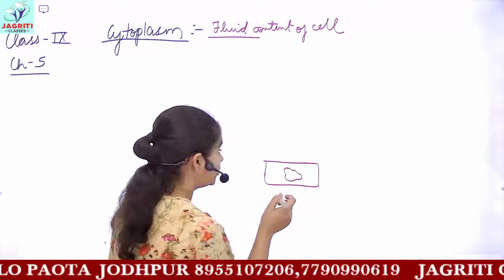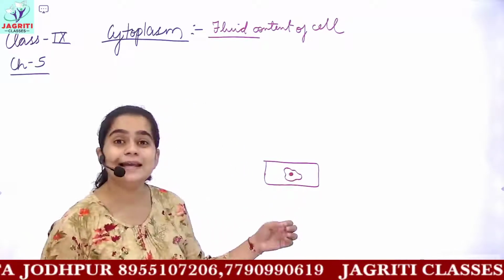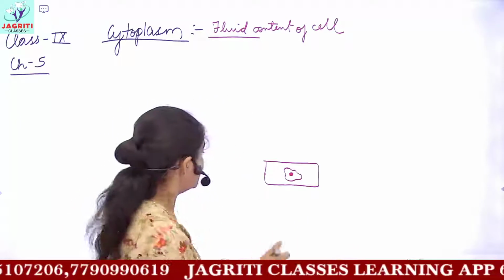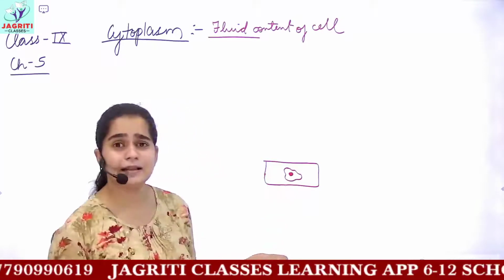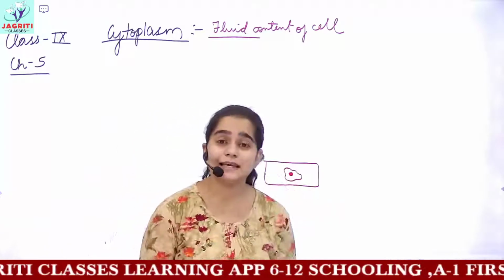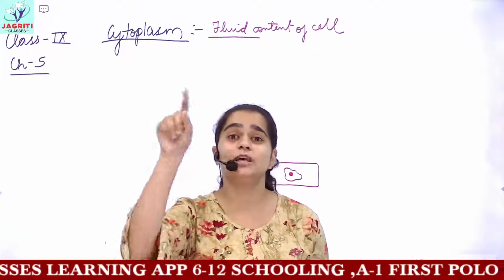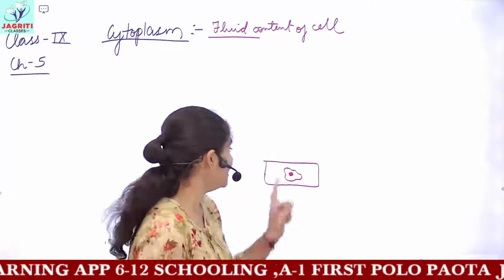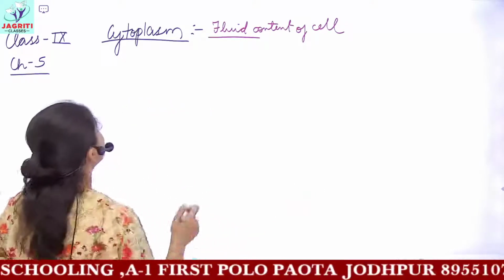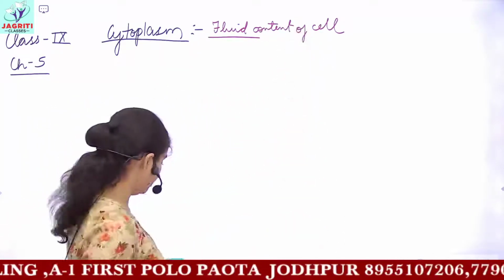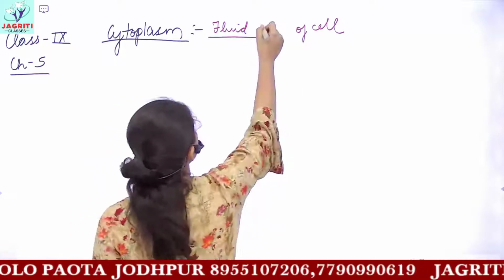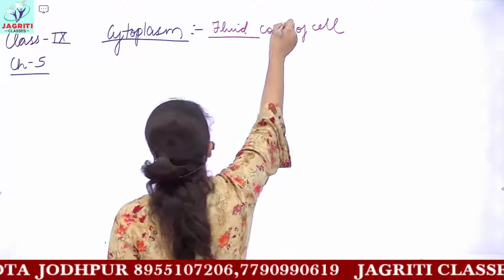So what we observe is that some regions get stained in a darker color or in a darker shade compared to the other regions present in the cell. So the regions which get darkly stained, like the nucleus, if you observe this mount, then you will see under the microscope that the nucleus is shown in a darker shade or darker color compared to the other parts, that is cytoplasm. So you can say that cytoplasm is your liquid content or fluid content of your cell. So we can say the fluid content of the cell is called cytoplasm.